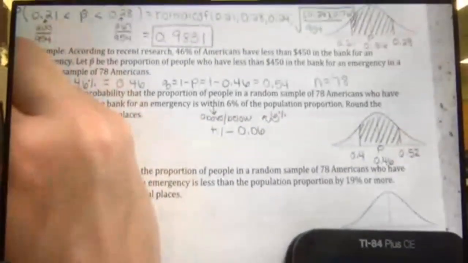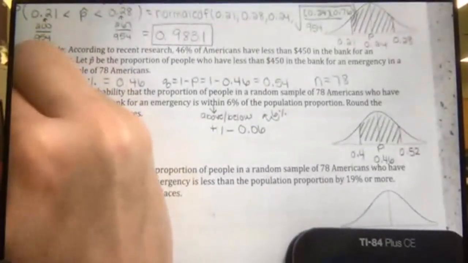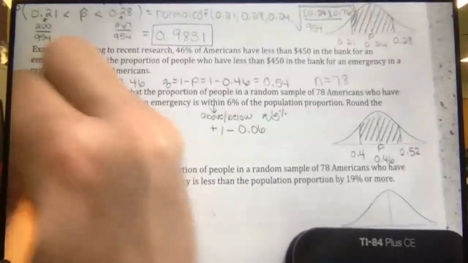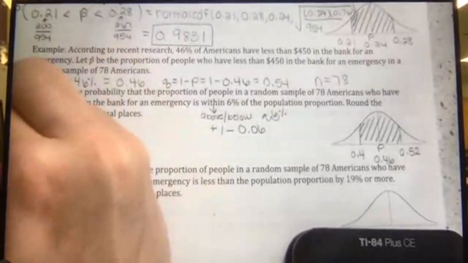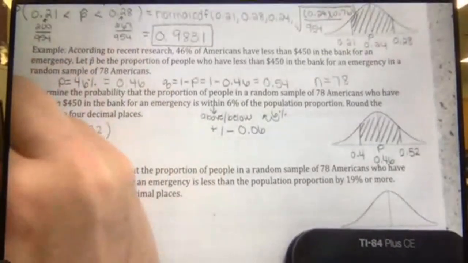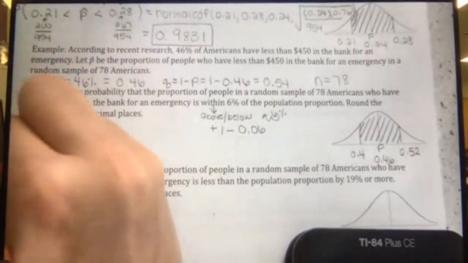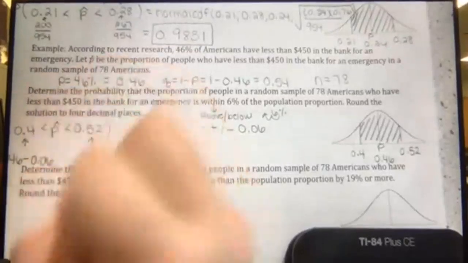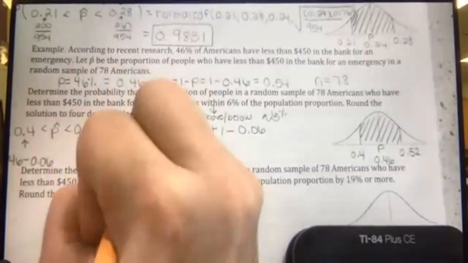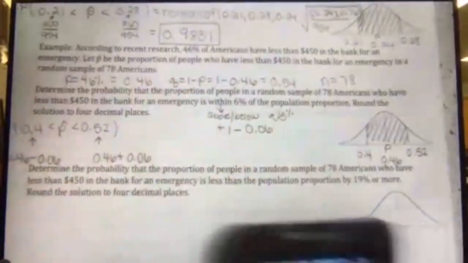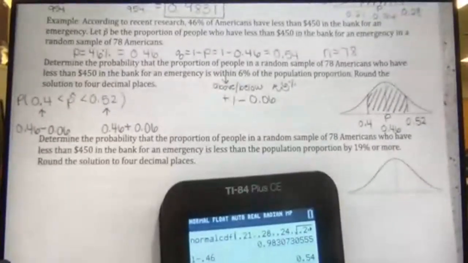So the probability that p hat is going to be between 0.4 and 0.52. For our notes' sake, we got that 0.4 because it was 0.46 minus 0.06. And we got 0.52 because it was 0.46 plus 0.06. We went above and below 6% in decimal form because we're talking about decimals.